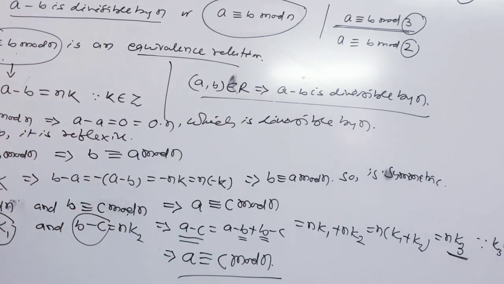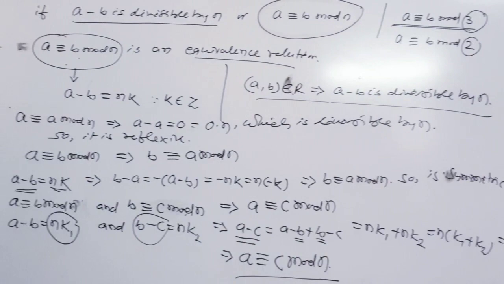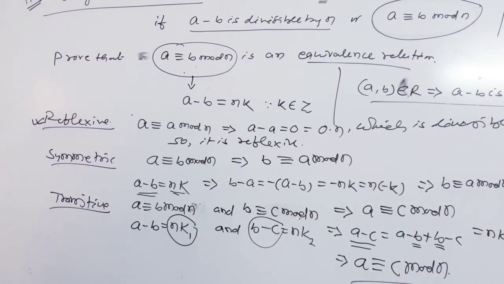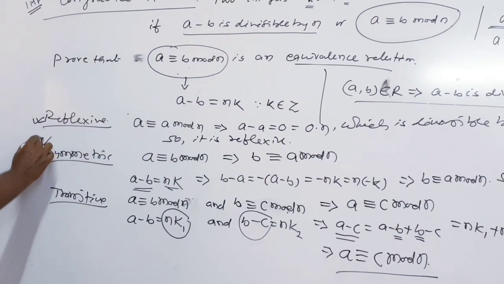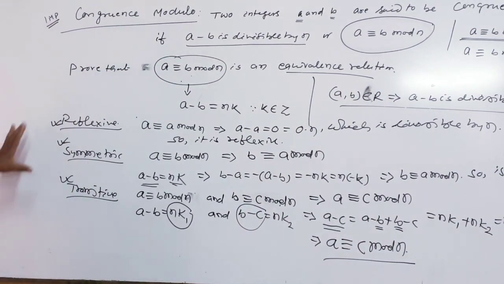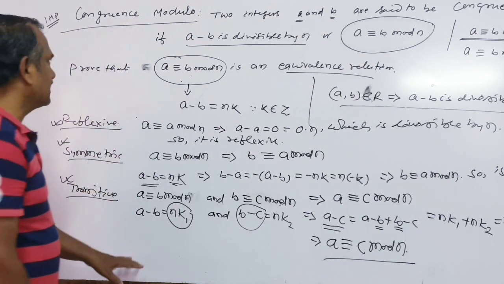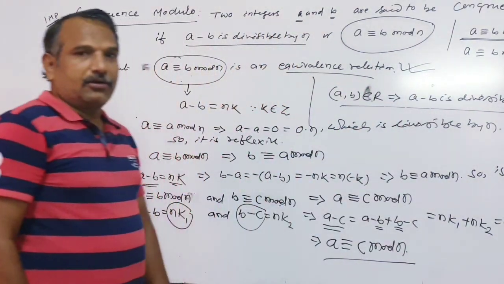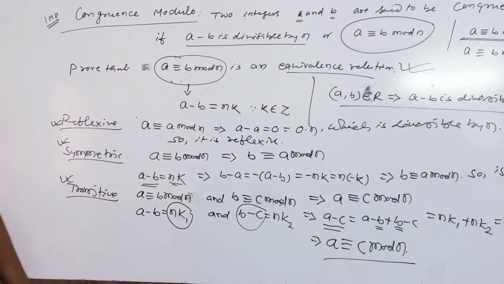Yes. So here all three properties are satisfied. One is reflexive, yes or no? Yes. Then symmetric, yes. Third one is transitive, yes. If all three properties are satisfied, then the relation is an equivalence relation. Okay. Do you understand my point?